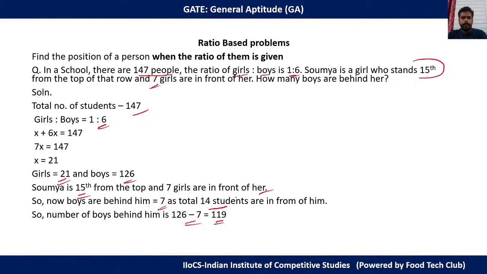Okay, so this is how you have to understand. Ratio will be given, then you have to find the two different parts, number of girls and number of boys, or whatever the criteria are. Then after that, as per the given condition, there will be another condition like this. Soumya is a girl who stands 15th from the top of that row, and 7 girls are in front of her. From there you have to understand what they are trying to say, in the other way. Hence the correct answer is 109.